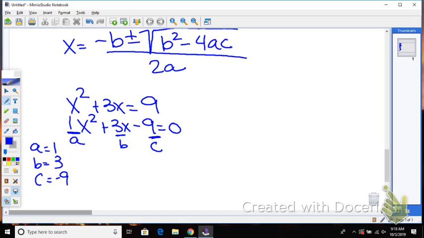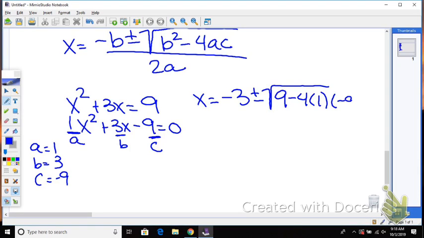Okay. So we have a, we have b, we have c. We have to use x equals -b. So what am I using for -b? -3 plus or minus the square root. What is b squared? Don't write b squared. Write the actual number. What is b squared? 9. Okay, so it's 3 squared. Don't write 3 squared. Write 9. Minus 4 times a, which is 1, times c, which is -9. All over, what's 2 times a? 2.